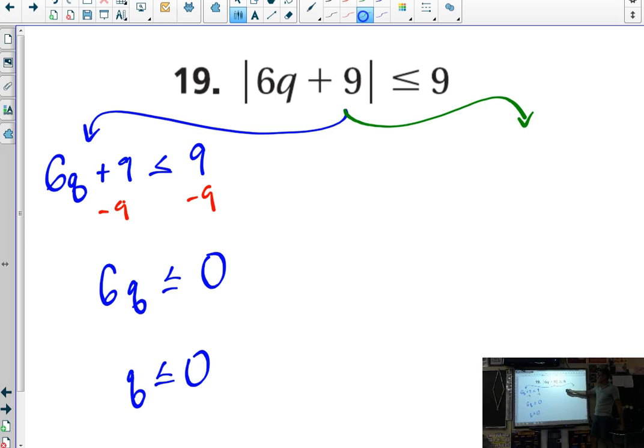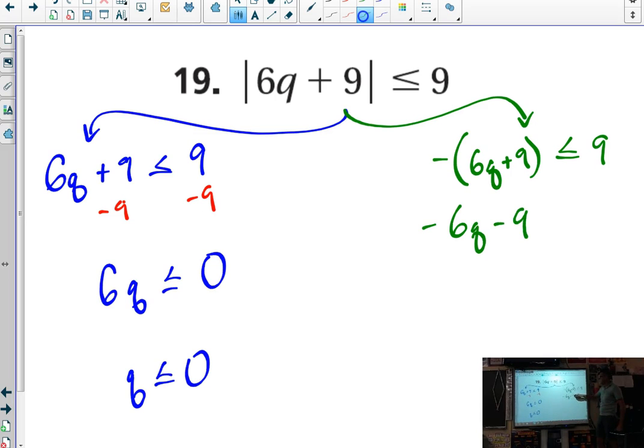But my alternative option is if the input was actually a negative quantity. So that would be negative 6q minus 9 less than or equal to 9. What do I do first here? Might as well get some engagement from you guys. Add the 9, then what will I do? Divide by negative 6. Now, what's the danger there?